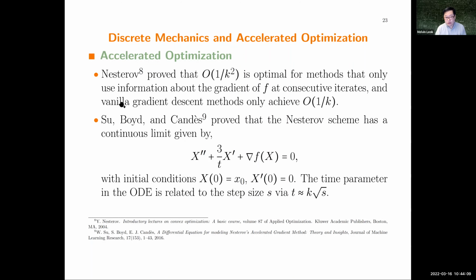This is in contrast to standard gradient descent algorithms, which only converge at big O 1 over k. So there was an interest in understanding how you go about generalizing it, and where all this is coming from. One attempt was due to Su, Boyd, and Candes, who showed that the Nesterov scheme has this continuous time limit given here. It's what you might expect: a second order differential equation which has a gradient descent type term, but also has this damping term in it, okay?